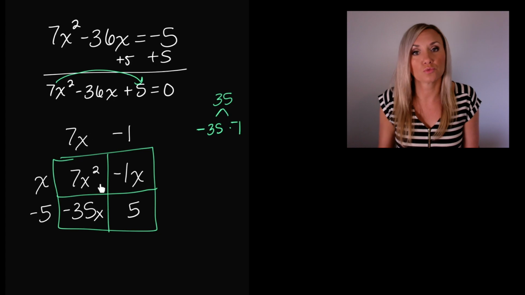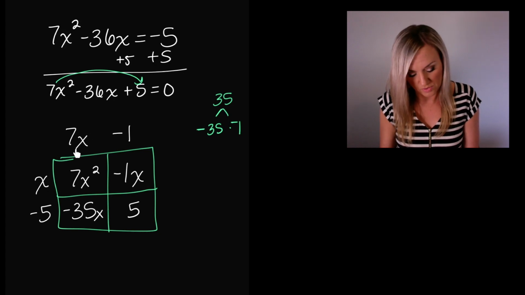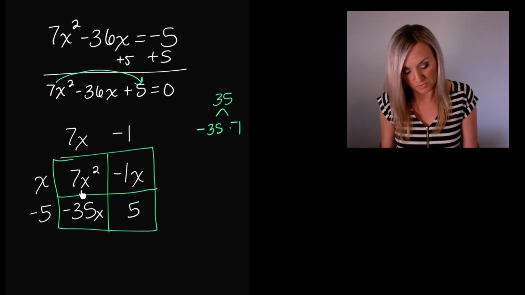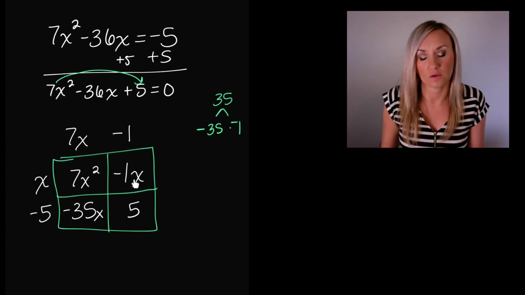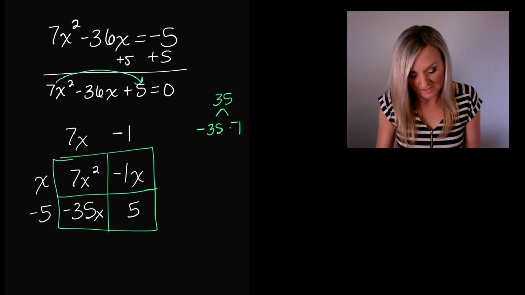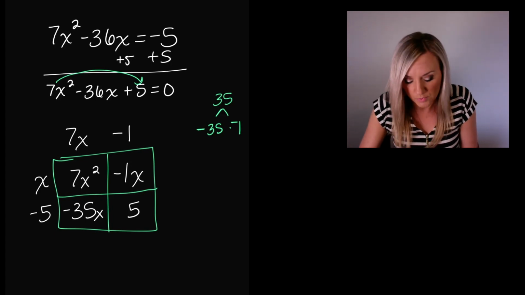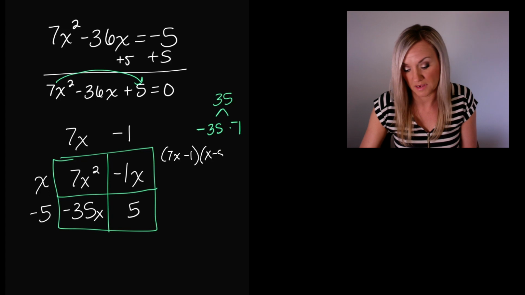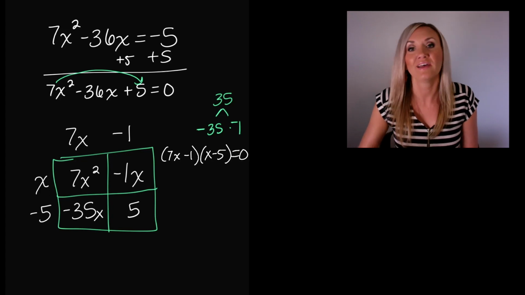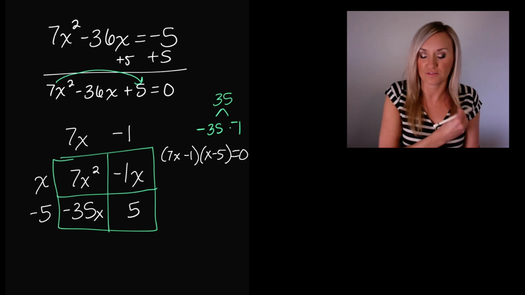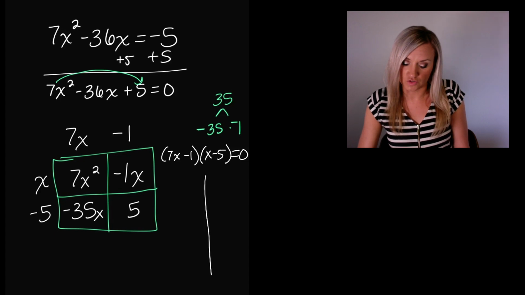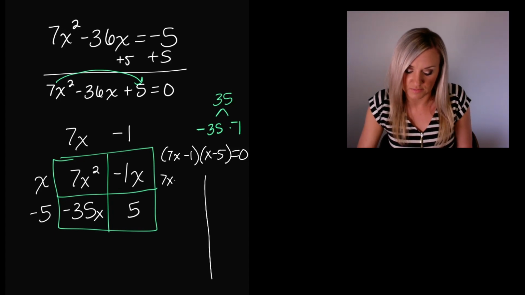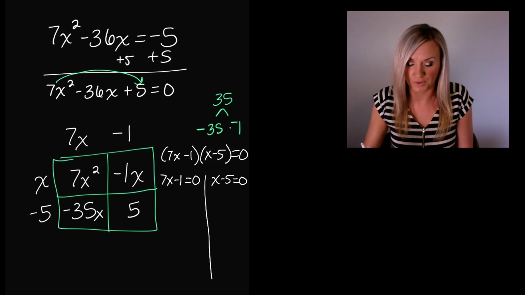And it's always just a really good idea with your eyes, just kind of like mentally multiply through, make sure everything works. All right, now that we've completed that step, we're going to write our factored form of 7x minus 1 times the quantity of x minus 5 equals 0, and then solve both of those individually. We have 7x minus 1 equals 0 and x minus 5 equals 0.